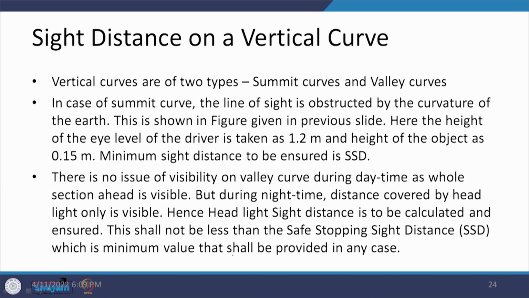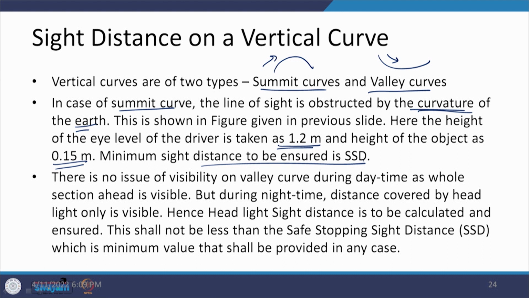So, these are the things which have been defined in these slides. What it says is we can have two types of curves, the summit curves and the valley curves. Summit curves like this and a valley curve like this. In the case of summit curve, the curvature of the earth is creating an obstruction. We need to ensure the height of the eye of the driver as 1.2 meters and height of the object as 0.15 meters, and if we ensure that, then whatever is the distance there, that should be minimum equal to SSD. So, that is the minimum value which has to be there.